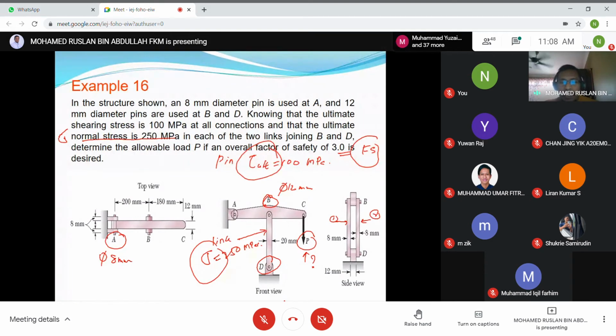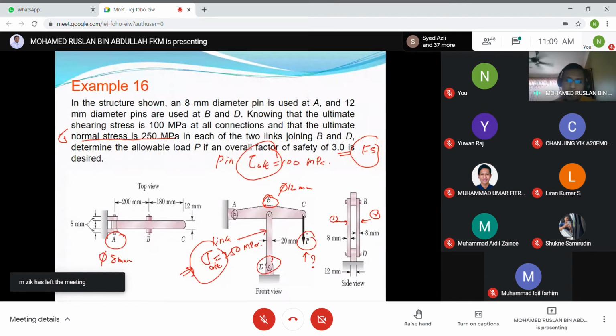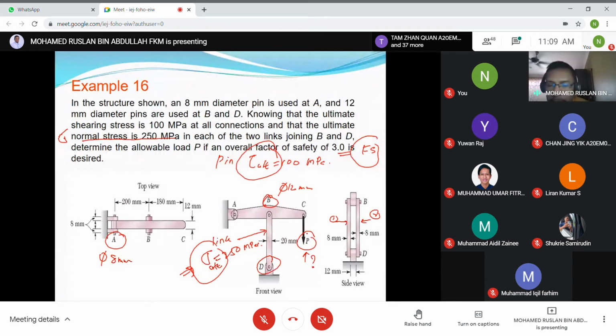We have the tau ultimate. We have sigma ultimate, or sigma maximum, or sigma yield. The same thing. And then we have Fs equal to 3. So in this case, you have to apply the Fs for tau and the Fs for sigma, and after that you can compare and choose the maximum load P that can be applied at C.